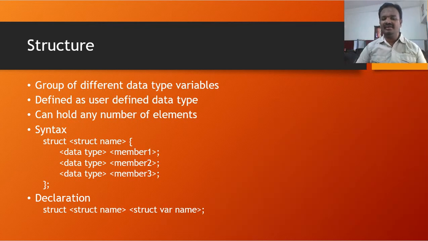Here we can do the declaration of the structure: struct, and then the structure name we have given, and then we have to use our own variable. For example, integer a is the variable name. Similarly, we can give the structure variable name accordingly. We can check how we can access the structure and the members similar to a variable.